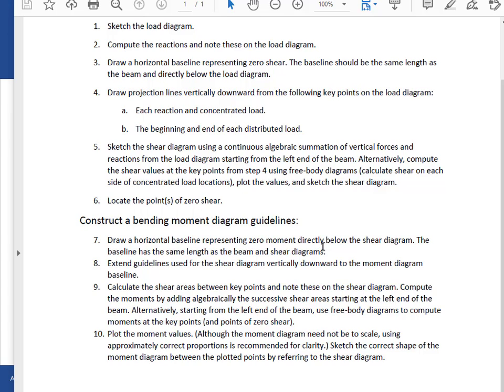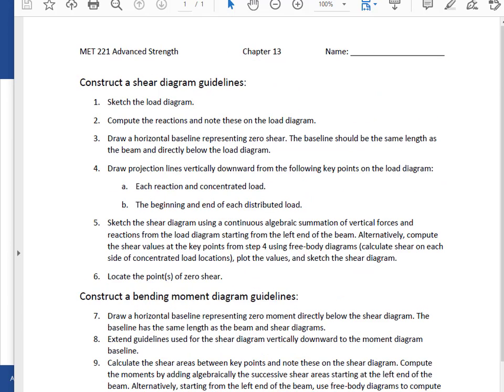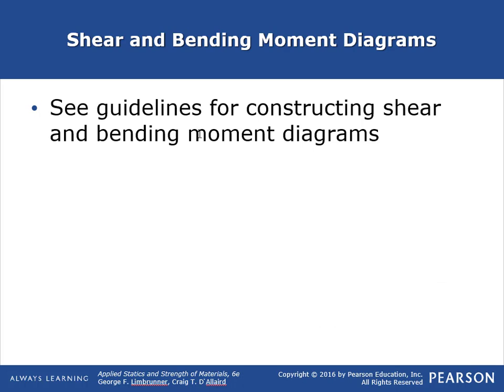And then to construct the bending moment diagram, draw a horizontal baseline representing zero moment directly below the shear diagram. Extend the guidelines used for the shear diagram vertically downward to the moment diagram, and then calculate the shear areas between the points on the shear diagram. These moments can be added together for construction of the bending moment diagram. And then plot the moment values. We're going to talk about how to do all of this. Okay, so that's the guideline for constructing shear and bending moment diagrams. You can find that in your materials folder.